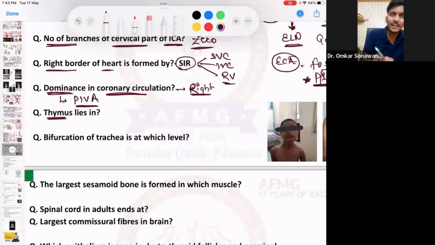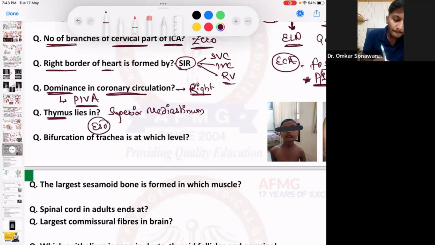Thymus lies in which part of mediastinum? Anterior, posterior, superior, inferior, middle. So thymus lies in the superior mediastinum. याद रखना. And esophagus lies in the posterior mediastinum. ये important है. Bifurcation, ये question आया था. Bifurcation of trachea is at which level?